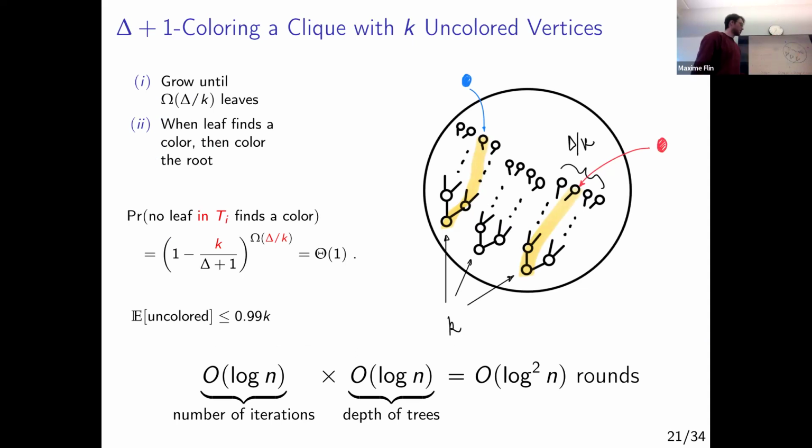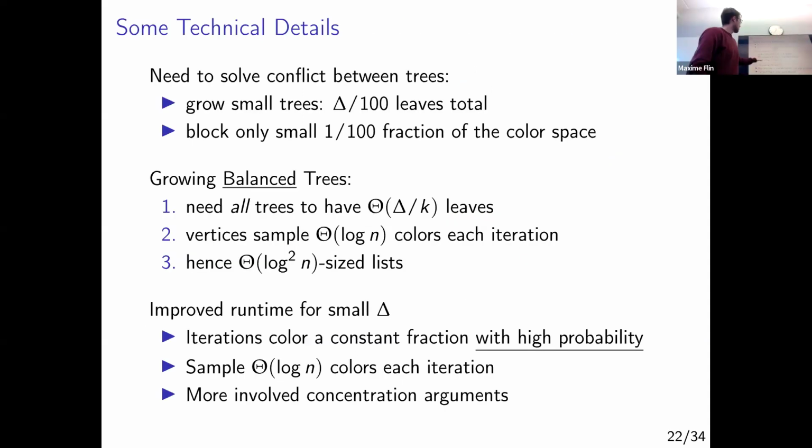It looks like a technical detail, but it's part of why we need log square n colors in the list. Because you grow the tree log n times, and each time you need to sample log n colors. So you get the log square here. I'm not convinced this is the absolute right solution, but at least that's how we do it.